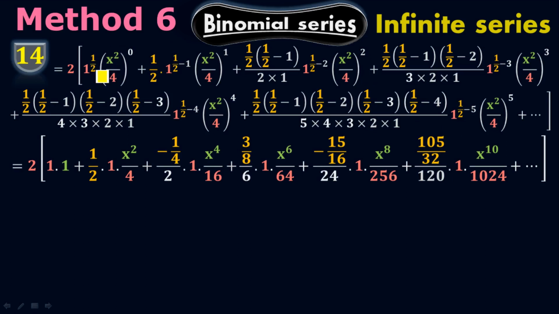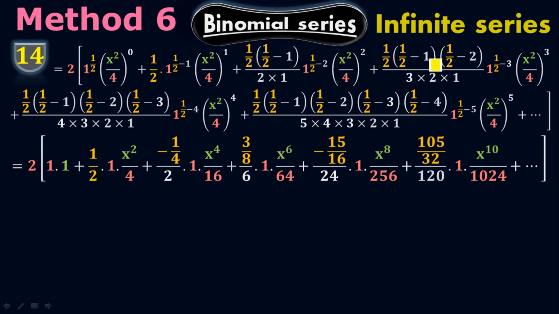Look, 1 to the 1 over 2 is 1, therefore I have 1 here, and (x squared over 4) to the whole 0 is 1. Here 1 to the 1 over 2 minus 1 is ultimately equals to 1. Therefore I put 1 here. (x squared over 4) to the whole 1 is x squared over 4. Similarly, (1 over 2 minus 1) into 1 over 2 is negative 1 over 4. 1 to the 1 over 2 minus 2 is 1. It equals to 1. (x squared over 4) to the whole 2 is x to the 4 over 16.